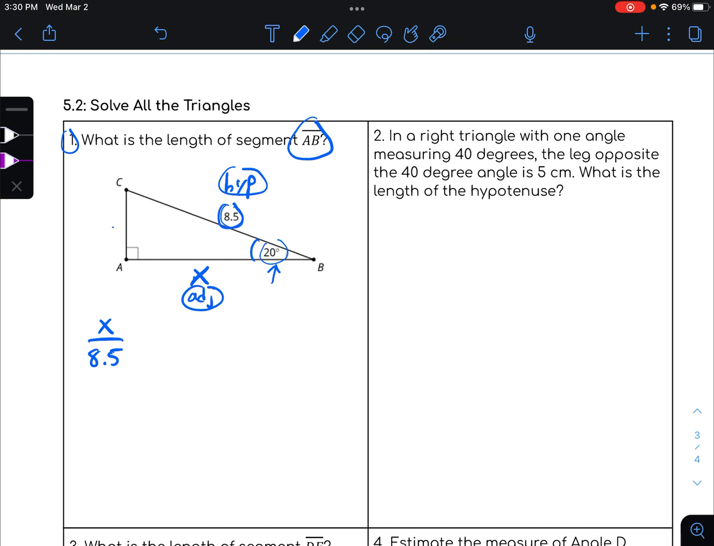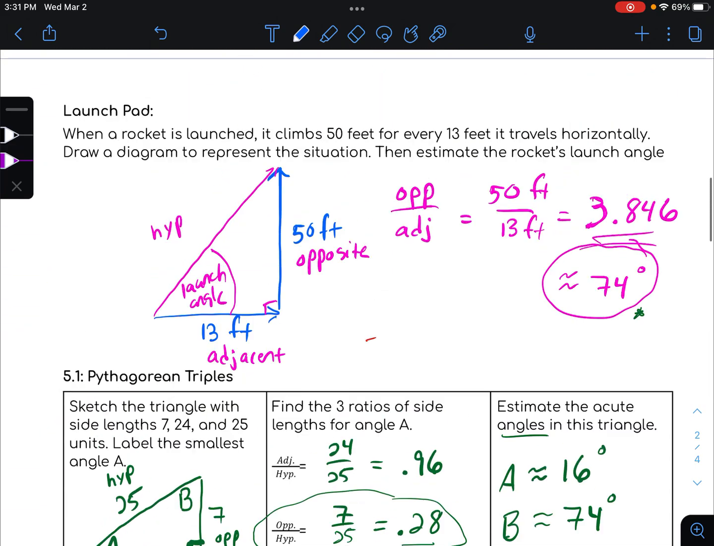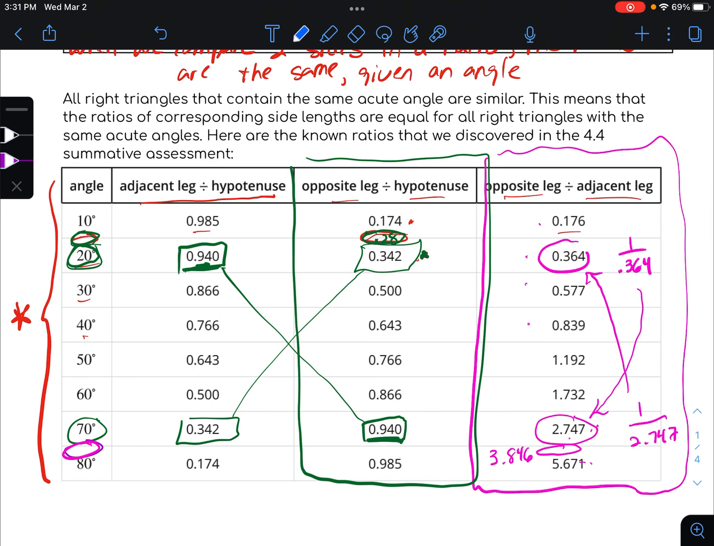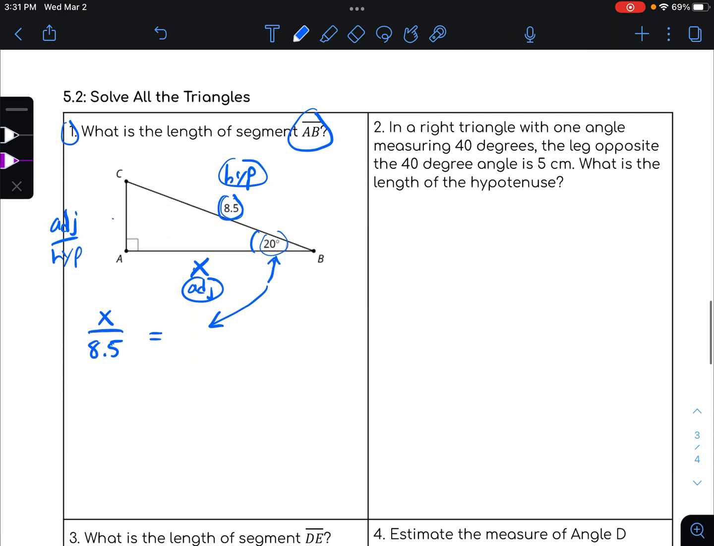What is that for a 20-degree angle? So let's look that up. Let's look at adjacent divided by hypotenuse for a 20-degree angle. I'm going to write that up here just as a reference. So we're going to go back to our chart: 20-degree angle, adjacent divided by hypotenuse. Here we go. Adjacent divided by hypotenuse for a 20-degree angle is 0.940, 0.94. All right, so let's bring that down here. So we know that ratio is going to work out to be 0.94.